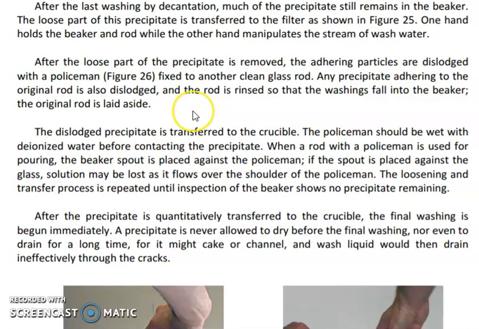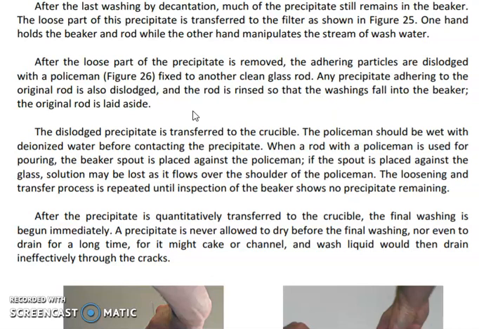Now, after the loose part of the precipitate is removed, the adhering particles are dislodged with a policeman, a rubber tip fixed on another clean glass rod. Any precipitate adhering to the original rod is also dislodged and the rod is rinsed so that the washings fall into the beaker. The original rod is laid aside. The dislodged precipitate is transferred to the crucible.